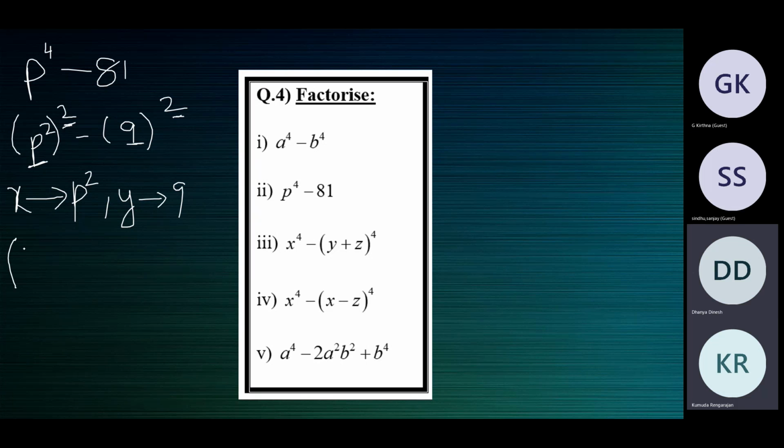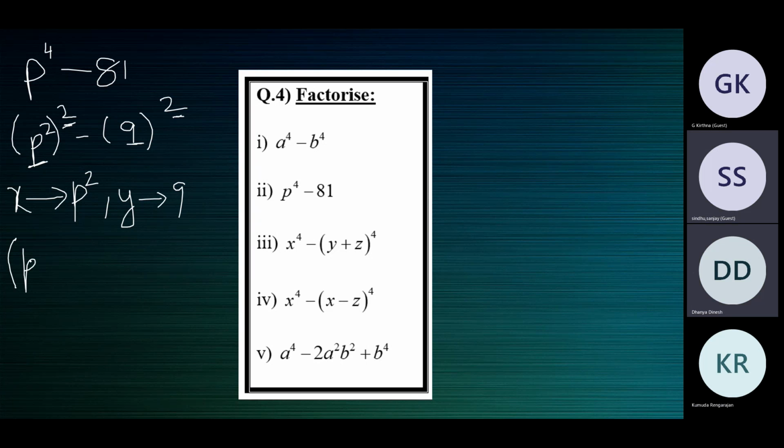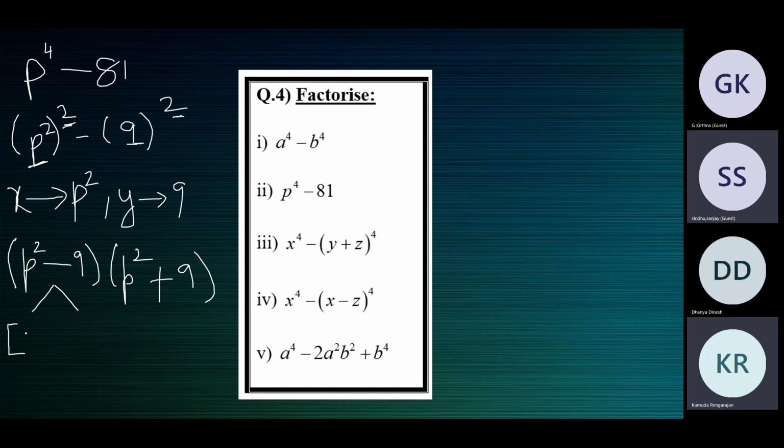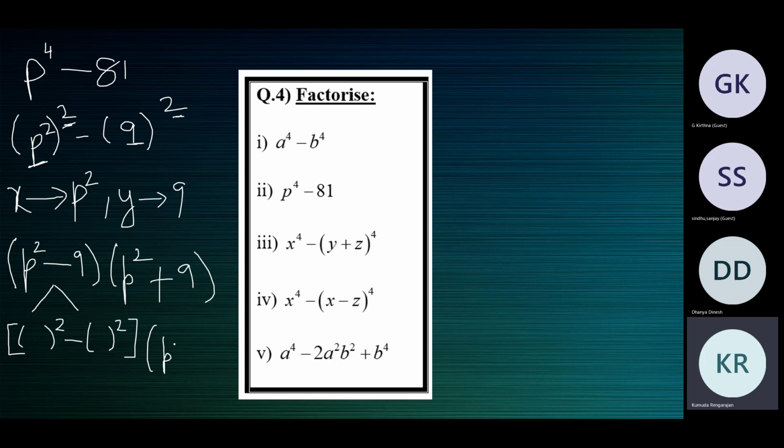So what should we write? p square minus 9, p square plus 9. Okay, we'll write minus first. So p square minus 9 into p square plus 9. Now this can be factorized further because you can write it in the form p square minus 3 square, ma'am. Yes, this can be further written as x square minus y square. Write this one, p square plus 9, as it is.